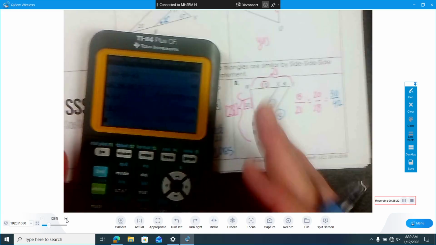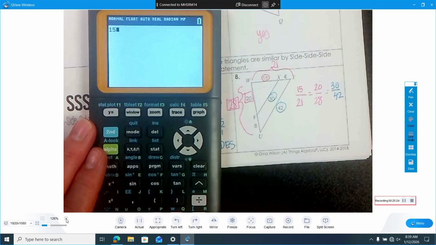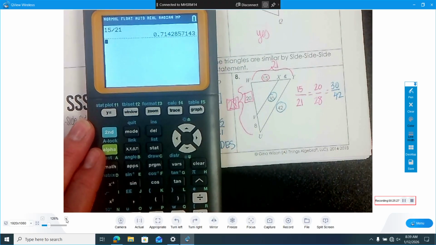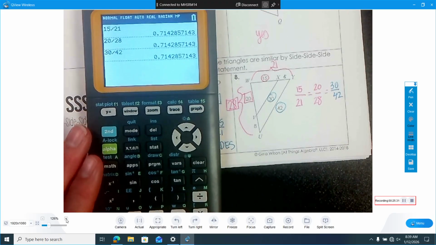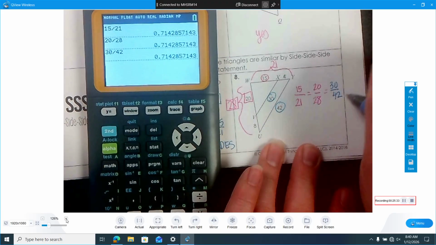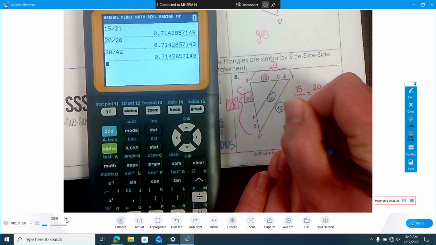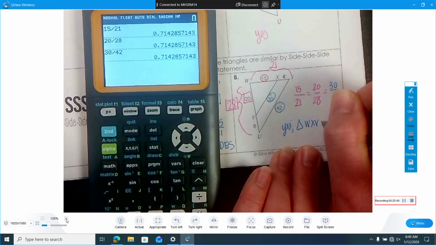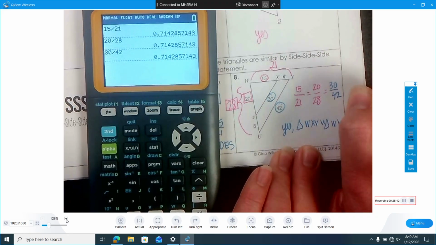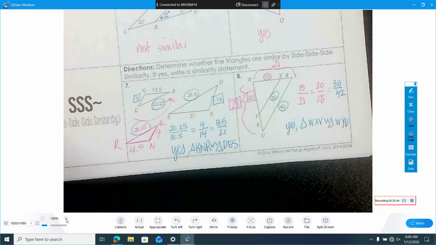So again, I need to compare 15 over 21 and 20 over 28 and 30 over 42. Yes, they all are congruent. So they are similar. So I'm going to say triangle WXV is similar to triangle WYU. All right. Any questions so far? Make sure you figure out the whole side lengths there.